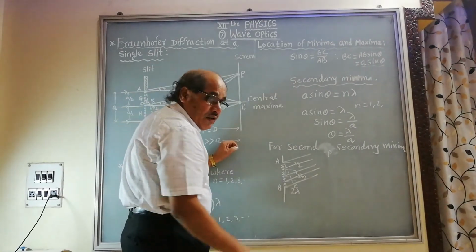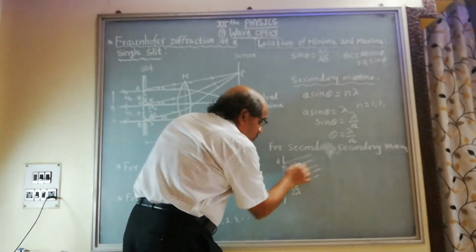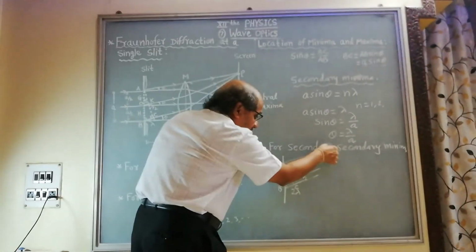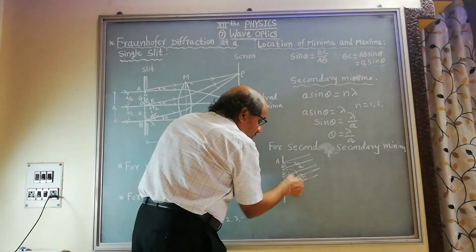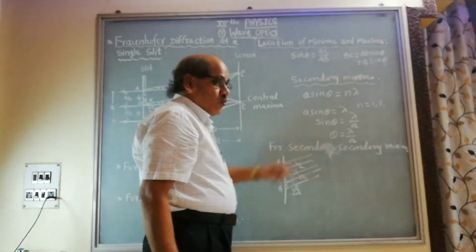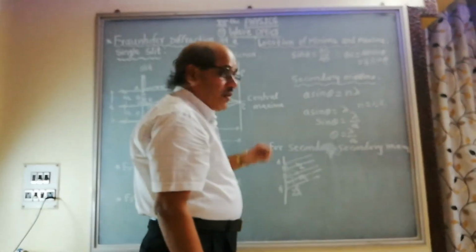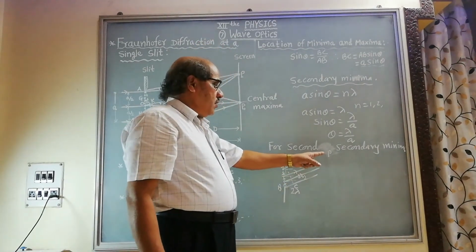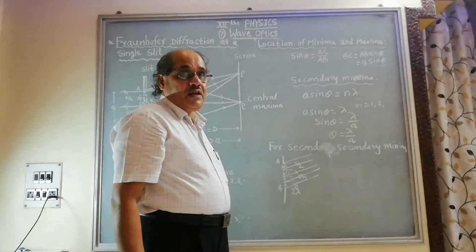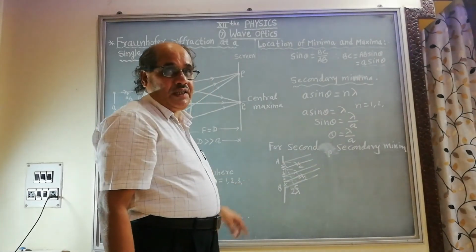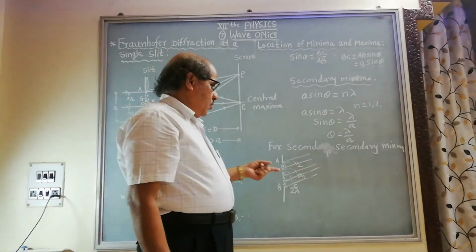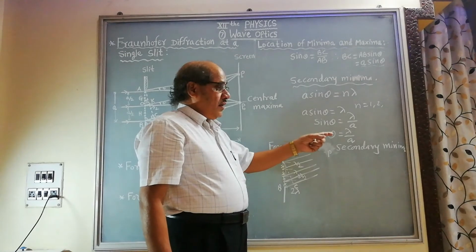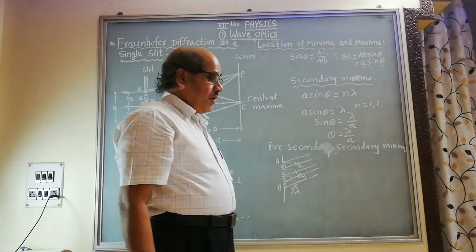So what we will find? The two waves coming from this and two waves coming from these 2 points reach the point destructively, and we have a secondary minima, meaning we cannot see light there. So this is the secondary minima or minimum.